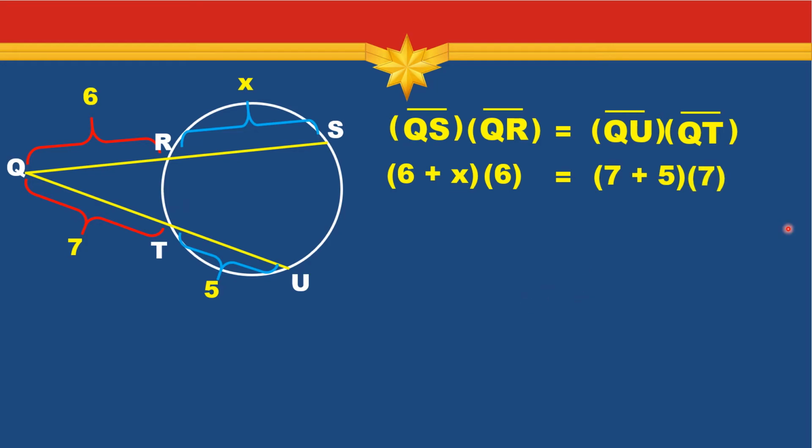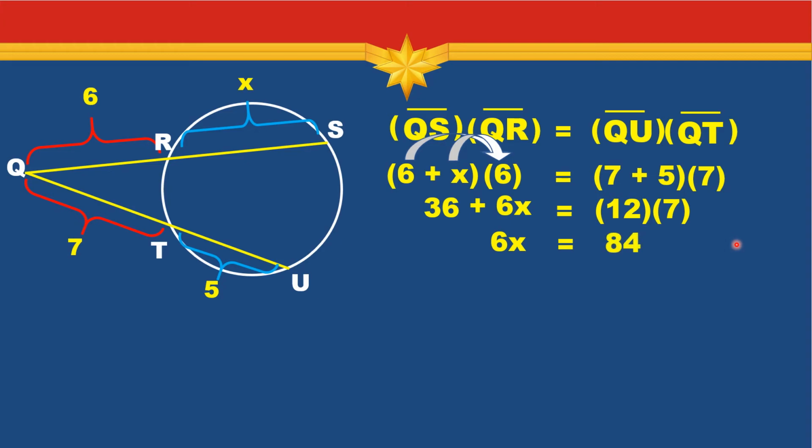Yan. So, by distributive property, we have 6 times 6 is 36. And then, x times 6 is 6x. Equals, 7 plus 5 is 12 times 7. And then, kinakailangan yung x lang ang nasa isang side ng equation. So, by addition property of equality, ilipat natin yung 36 sa kabila after multiplying 12 times 7. So, we have 6x is equal to 84. This one, 12 times 7.